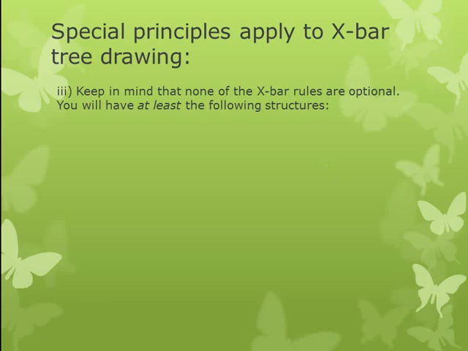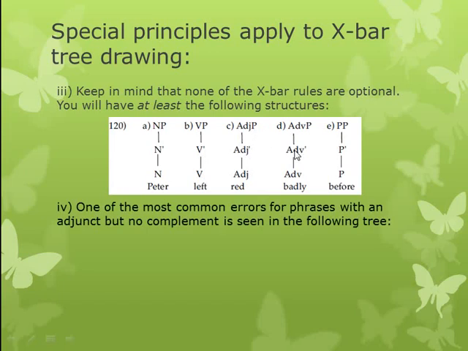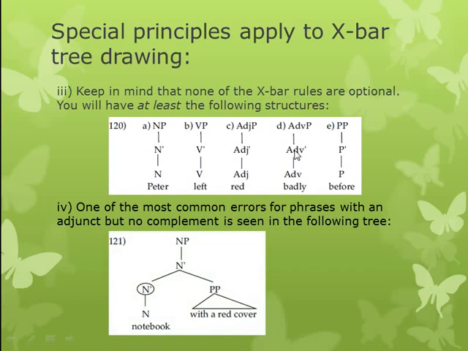Keep in mind that none of the X-bar rules are optional. You will have at least the following structure. Jadi ada yang tidak boleh hilang. Jadi yang namanya noun phrase itu selalu memiliki N bar dan memiliki head. And also for verb phrase, verb bar, and then verb. Adjective phrase, adjective bar, and then adjective. Jadi tidak bisa langsung adjective phrase langsung adjective. So there must be a projection in the middle. Harus ada X bar-nya, and so on. One of the most common errors for phrases with an adjunct but no complement is seen in the following three. Ini biasanya sering terjadi error.